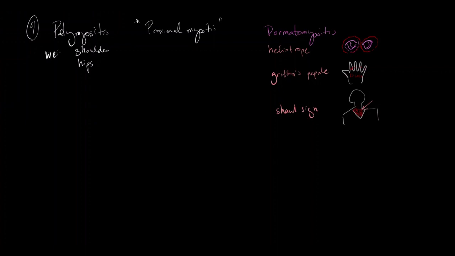So this is weakness of the shoulders, weakness of the hips. This is not to be confused with polymyalgia rheumatica, which is painful shoulders and hips. Painful shoulders and hips, especially if it's worse in the morning, is polymyalgia rheumatica. Weakness of the shoulders and hips is more polymyositis. So what is this exactly?